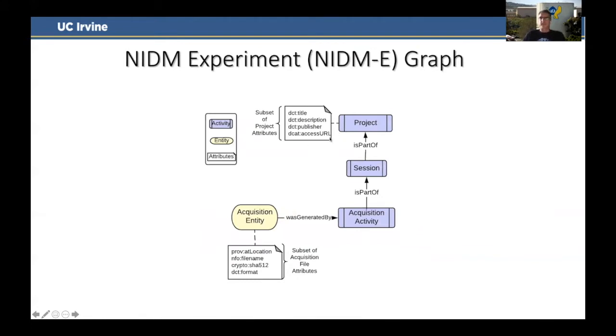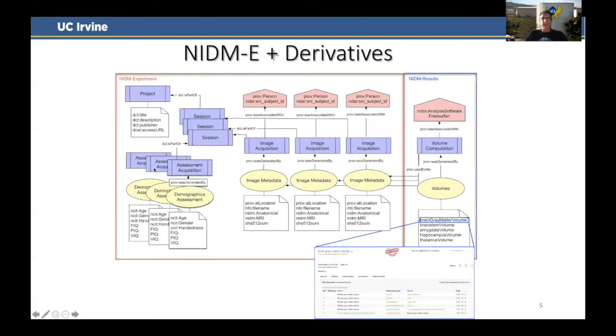It's got a structure where there's a project at the highest level of this graph. There are sessions that are part of the projects, and there are acquisition activities and entities, the entities being the object that holds the actual data or metadata about the acquisition. The activities have start and end times, and capture essentially the provenance of that activity. So you can use these basic building blocks and create very complex graphs of your project.